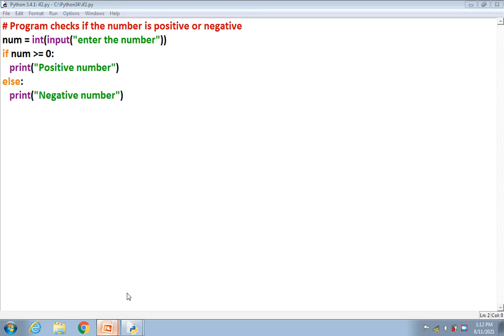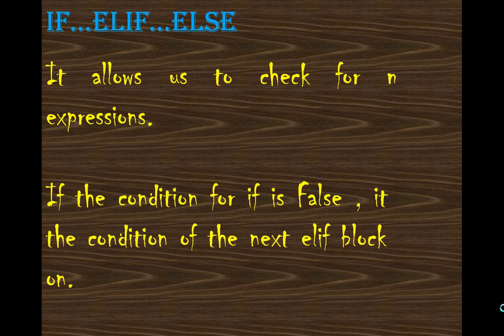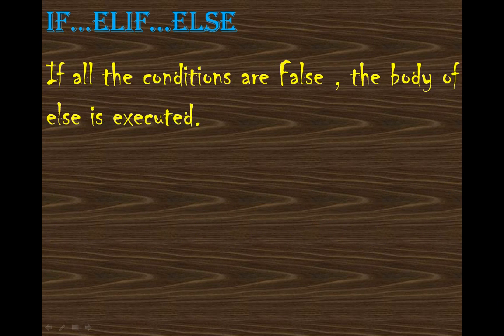So the next type is if, elif, else. If is clear to you, else is clear to you. The new word here is elif. Elif is nothing but a short form for else if. It allows us to check for multiple expressions. Suppose after else we again want to check something, then what will we do? We will put another elif statement. So it allows us to check multiple expressions. If the if condition is false, it checks the condition of the next elif block and so on. If all the conditions are false, the body of else is evaluated.